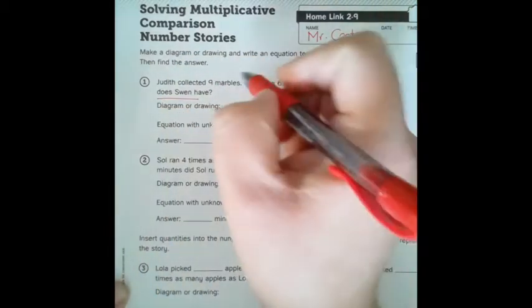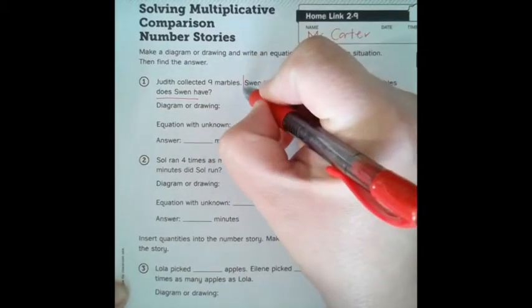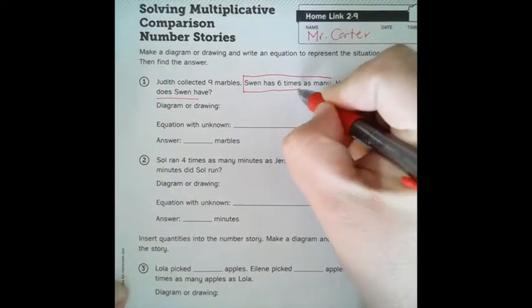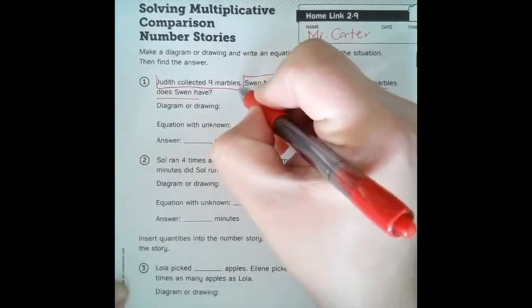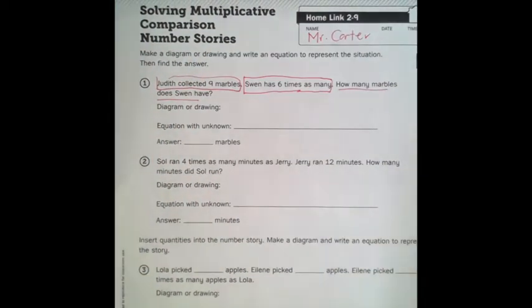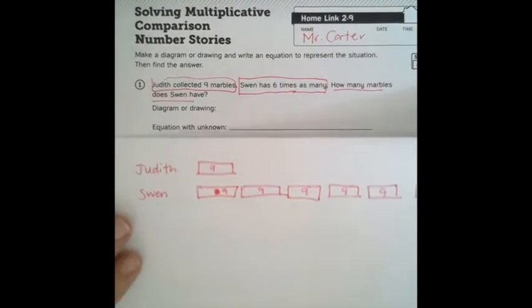Okay, so our unknown, what we want to find out, is how many marbles does Swen have. And what we know is that, so I'll box what we know. We know that Swen has 6 times as many as Judith, and Judith collected 9. So that's what we know. This is what we want to know. So I drew a drawing to help you, and your drawing might look a little different than mine.